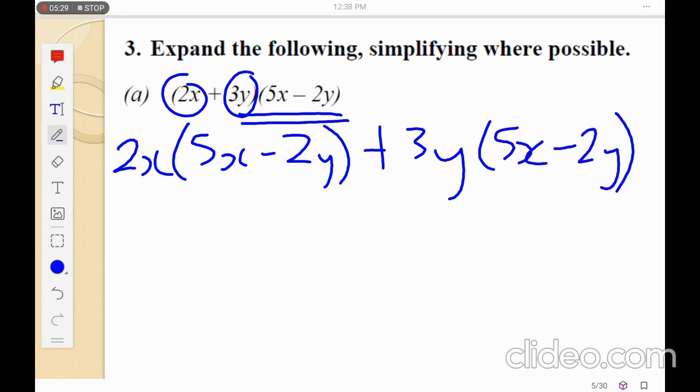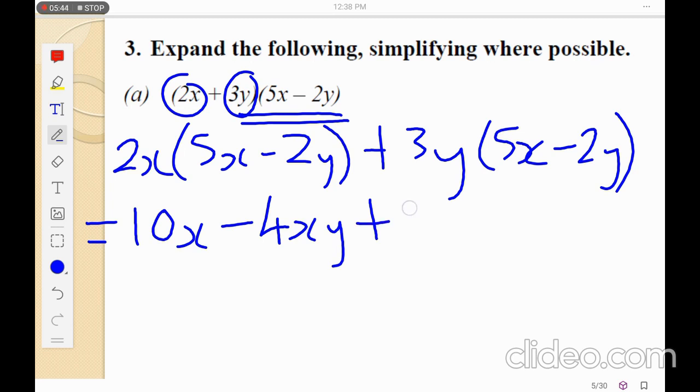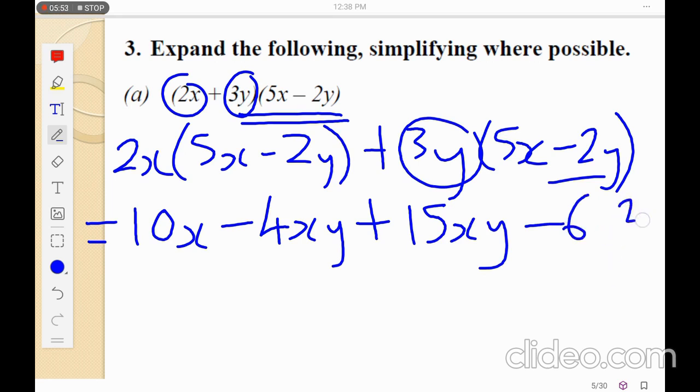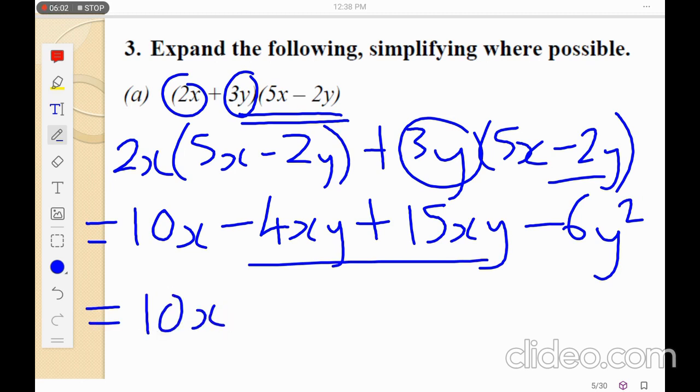Okay, let's simplify. We have 2x times 5x, I get 10x squared there. 2x times minus 2y, I get minus 4xy, plus 3y times 5x, I get plus 15xy, then minus plus 3y times minus 2y, there I get minus 6y squared, like that. Okay, so I can simplify this part here. So I have 10x squared, minus 4 plus 15, I'll get plus 11xy, then minus 6y squared. So this is our final answer.